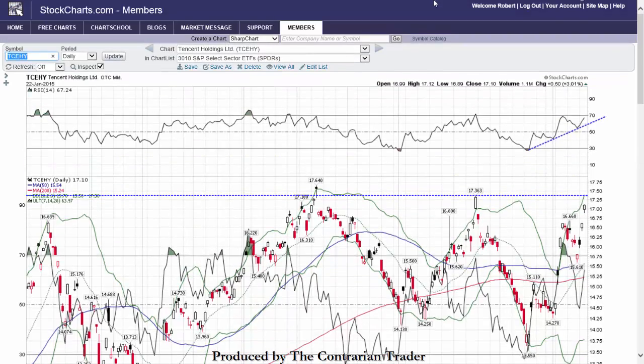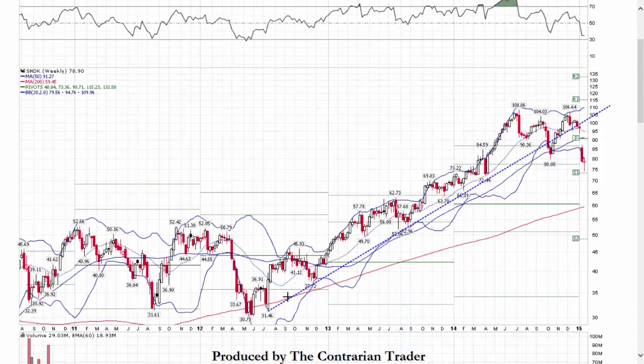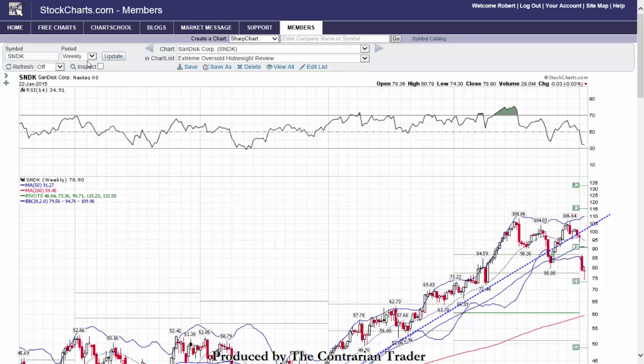Too much risk. SanDisk, SNDK, bad earnings. This is a weekly chart. We broke down below the lower band of the rising uptrend channel. It's a broken stock. You're going to need to watch for some consolidation. Now, we rallied off the lows of the week. That could be your dead cat bounce.